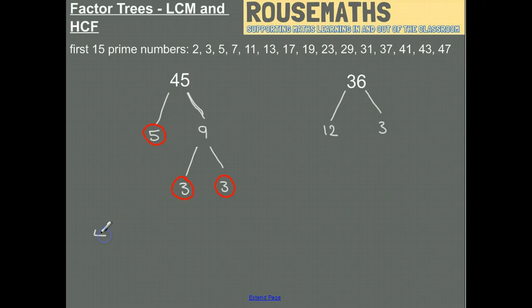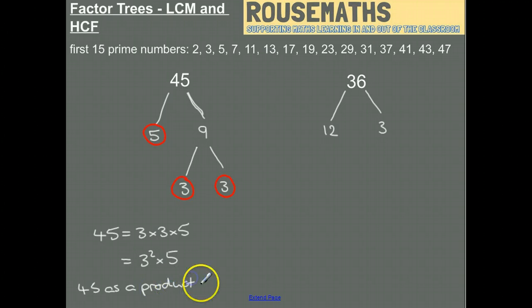So that means that 45 can be written as a product of its prime factors, which means if you do 3 times 3 times 5, you will actually get 45. 3 squared times 5 will be the preferred way of writing it, and this is 45 as a product of its prime factors. Because 3, 3 and 5 are prime and they are factors of 45.